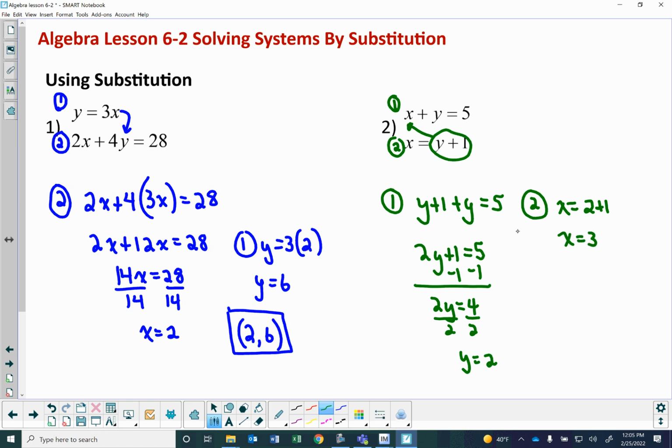Remember, every time you solve an equation, you would need to answer the equation in a coordinate point. So the coordinate point is 3, 2. And again, you can always check these, just like we checked our other problems. We could plug in both of the numbers for x and y into both equations, and if they made both equations true, we would know that they worked.